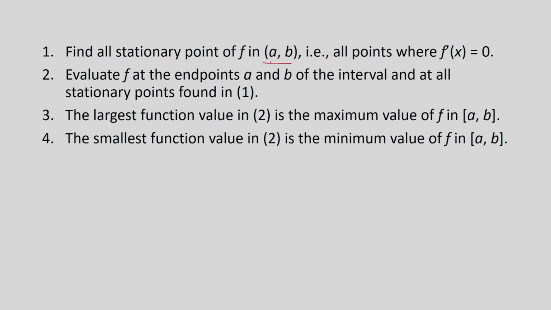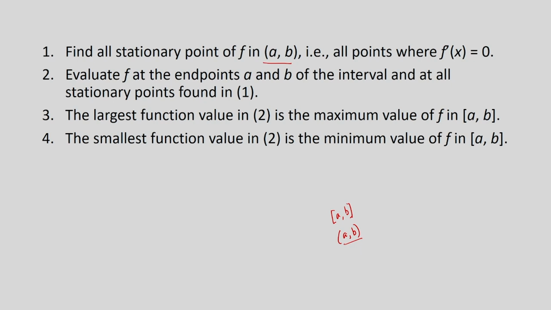Notice this is the interior, right. This is not the entire interval, because the interval over which the function is defined is a to b, but here we are taking the open set, right. So, we are talking about the interior, and we are finding out which are the stationary points of f over this open interval, that is, all the points where f dash of x is equal to 0.